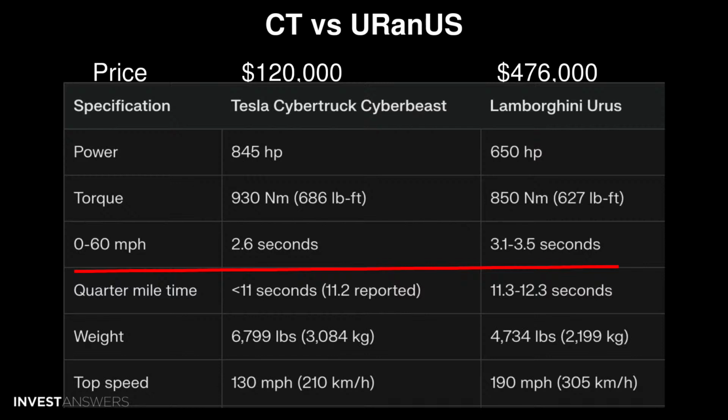In dollar terms, by the way, 0 to 60: Cybertruck, 2.6 seconds. The Lamborghini Urus, 3.1 to 3.5 seconds. I don't know which one's which. The hybrid is probably the slower one. But that is ridiculous. And this car is 2,200 kilograms or pounds lighter. I don't know. It's 1,000 kilograms lighter. It does have a higher top speed, but it's slower.